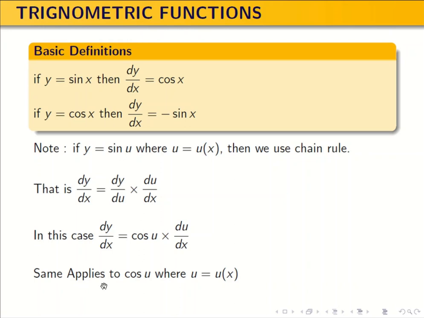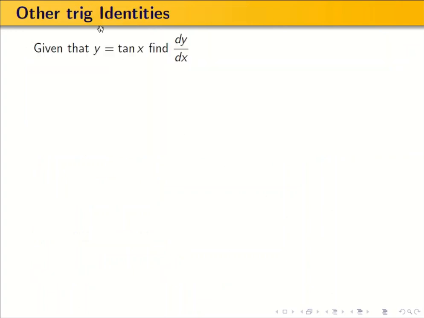The same applies to cos u, where u equals u of x. So if you have cos of a certain function that is another function of x, then you know how to go about it using the chain rule. So let's go through some basic trig identities and see other trig derivatives.